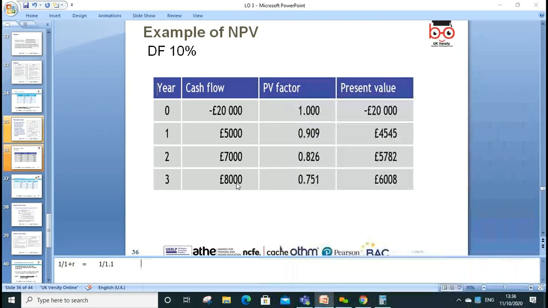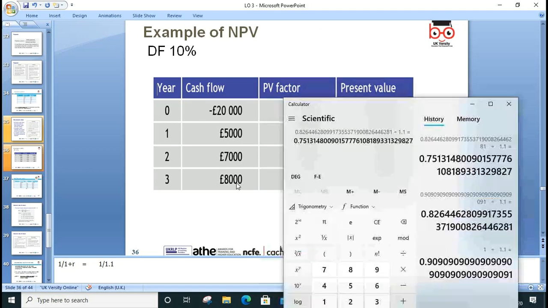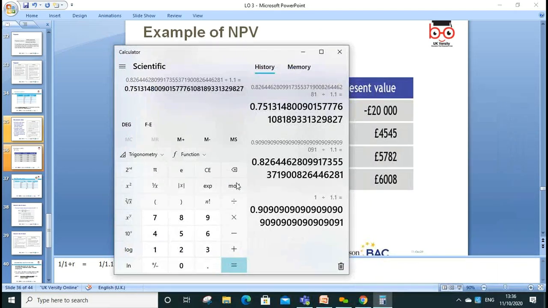So what we'll do, if you're investing 20,000, that's going out, because the current year is a £1 is a £1. Then 5,000 you're getting, so 5,000 times 0.909. So if you're getting 5,000, actually the real value of 5,000 will be £4,545.